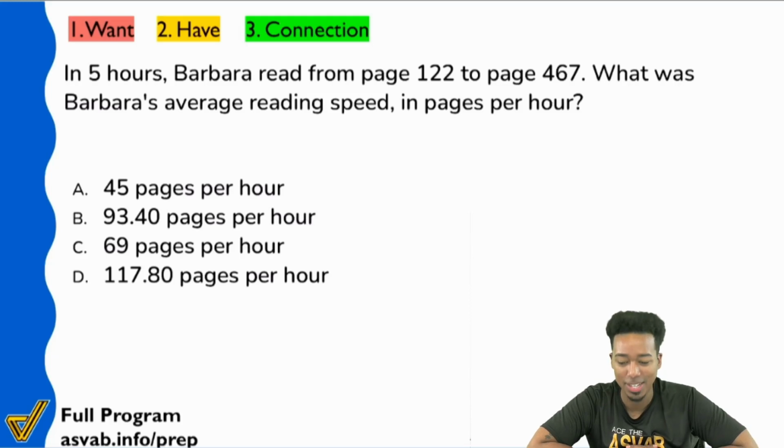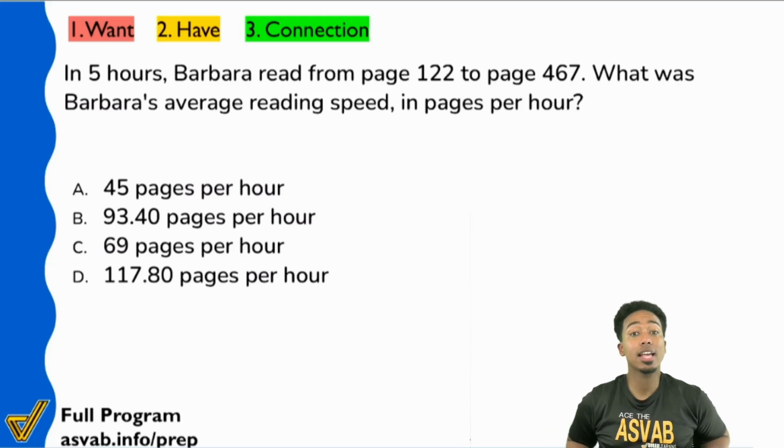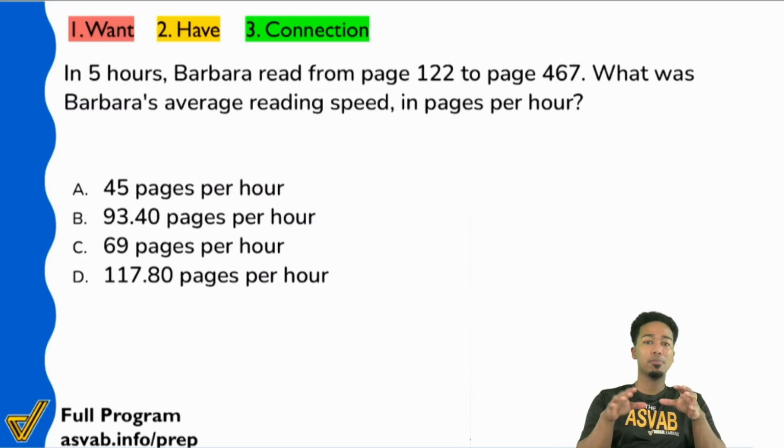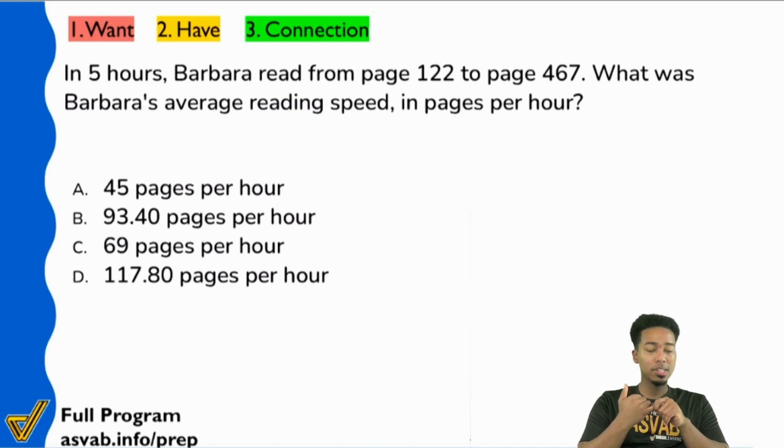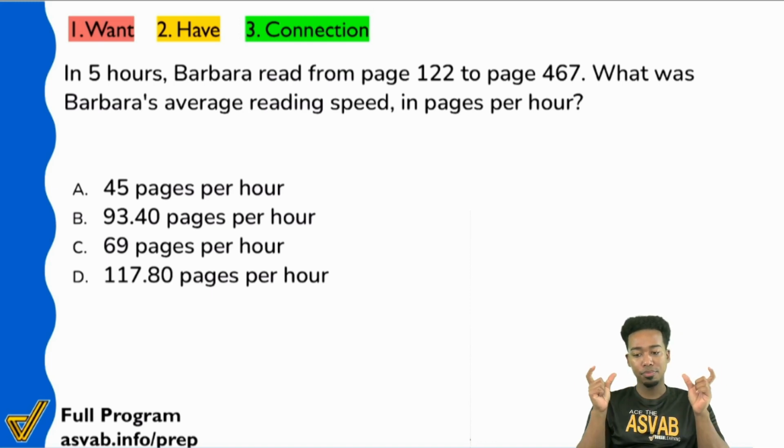y equals mx plus b. There it is. That's as specific as we can possibly get. If you said distance rate time, to be honest with you, that is correct. The distance would have been the difference in the page numbers. That's what the distance would have been, the distance covered.